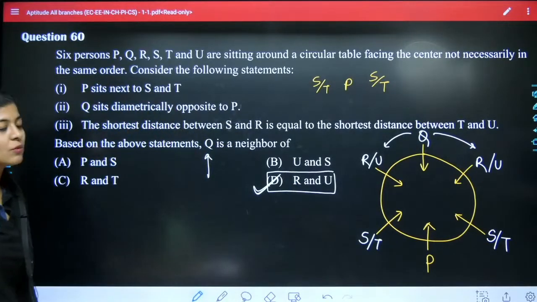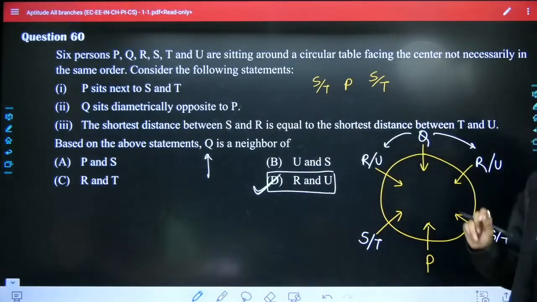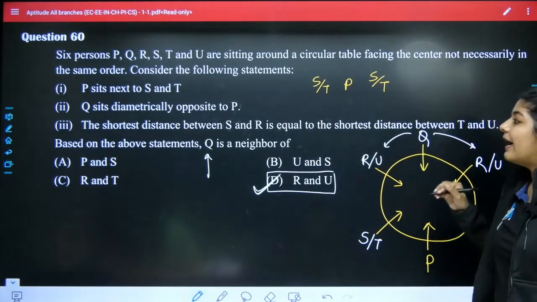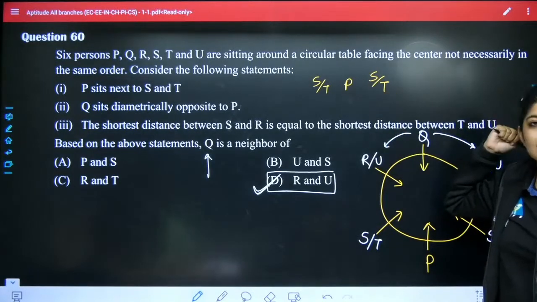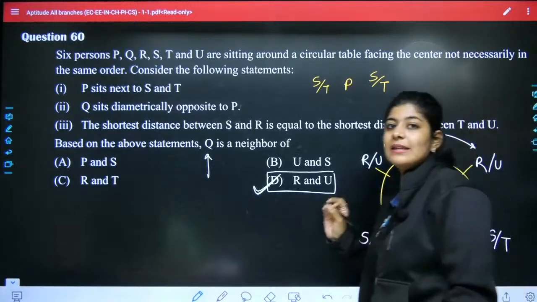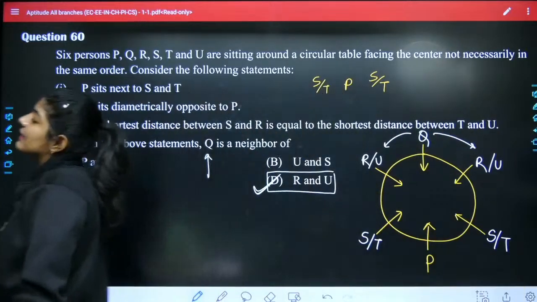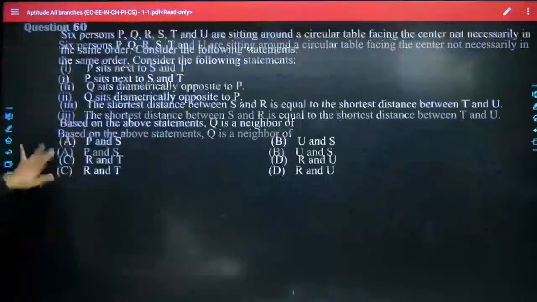This is a very simple question of seating arrangement. Here, just keep one thing in mind. Unless the fixed position is given in the question, we can't fix the position of any of the members in the sitting arrangement. Please keep this in your mind, right? Okay, now let's move to the next question.